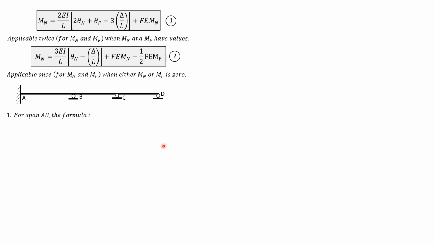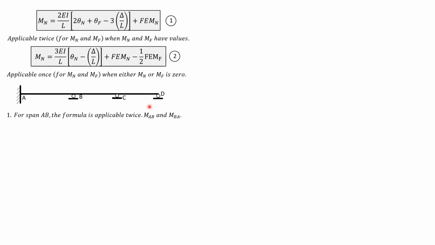So for span AB, the formula is applicable twice. We have moment AB. This is our near end. This is the far end. Then we have moment BA. It means B is the near end and A is the far end. Similarly, MBC means B is the near end, C is the far end, and we also have MCB because this equation is applied twice. So C is the near end and B is the far end for that case.